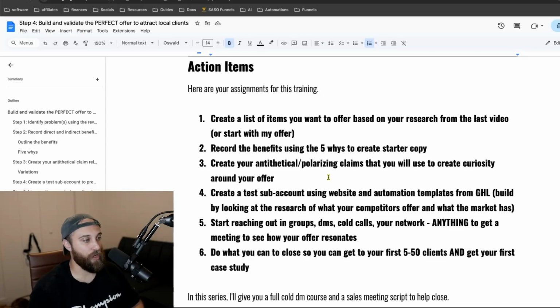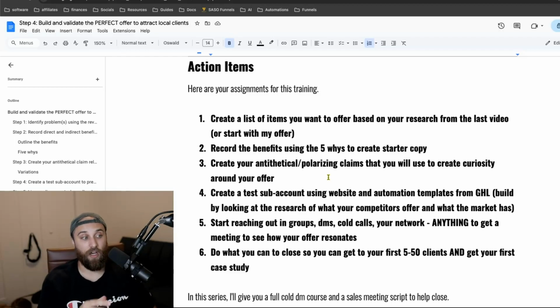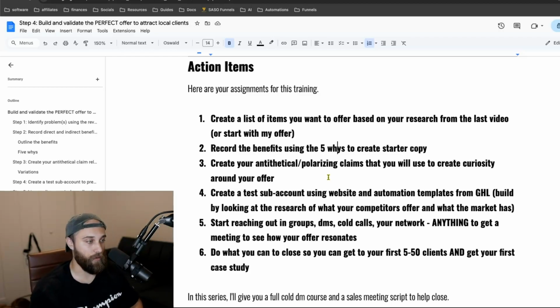Number 5, you want to start reaching out in groups, DMs, cold calls. Reach out to people in your network, anything to get a meeting to see how your offer resonates. Now, if you know me, I'm not a big fan of doing anything besides social media, but I'm saying these things because you are offering something so enticing, so underpriced, that it's going to be more likely to get somebody to hop on a meeting with you, right?